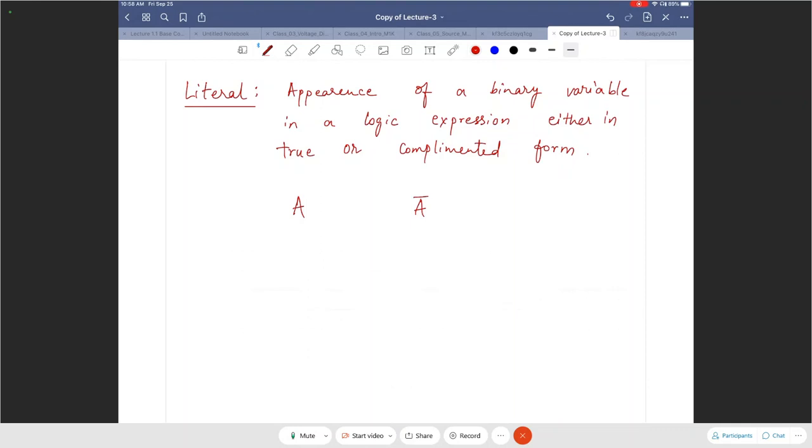So for example, let's see, F equals X and Y complement, or Z and W and Y. How many literals are there in this expression? Five is right. Now, why is this important to note, the number of literals?